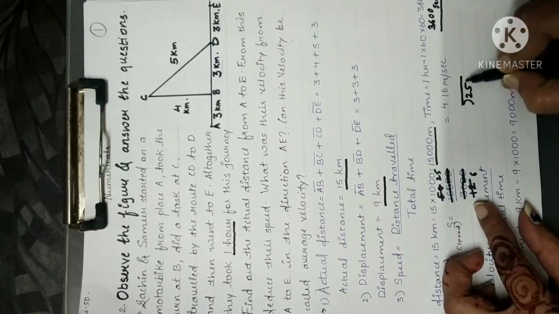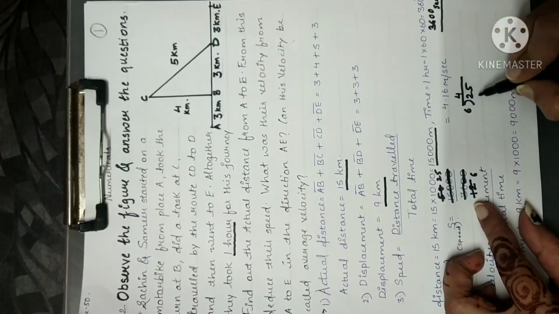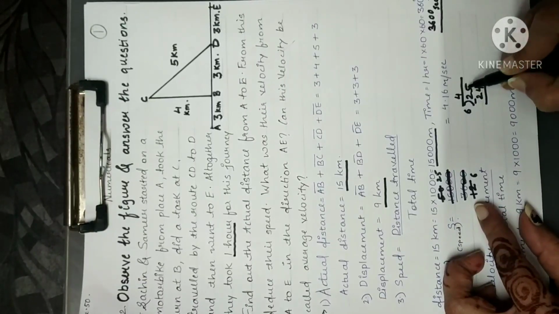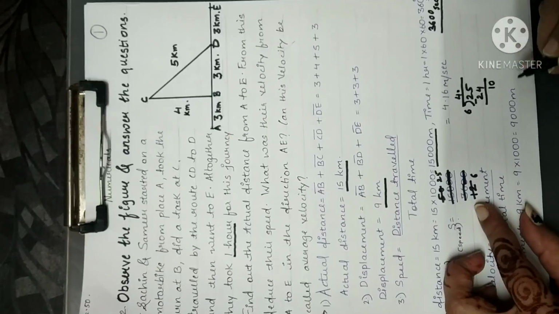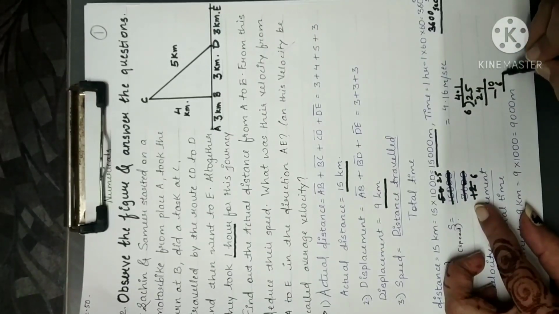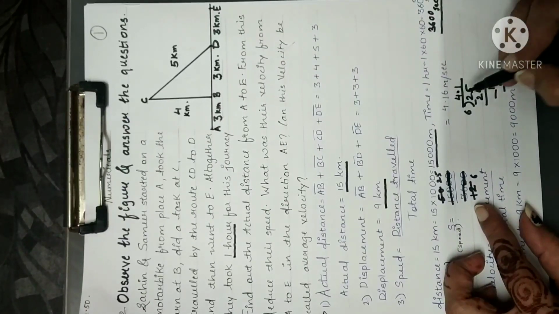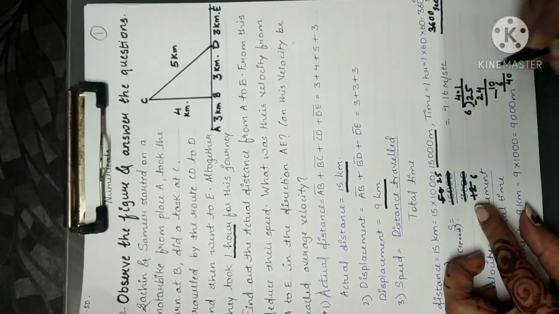25 divided by 6. 6 fours are 24. 1 remains. Take a decimal point. It becomes 10. 6 ones are 6. 4 remain. Now again 10. Till 2 decimal points we will find out the value.